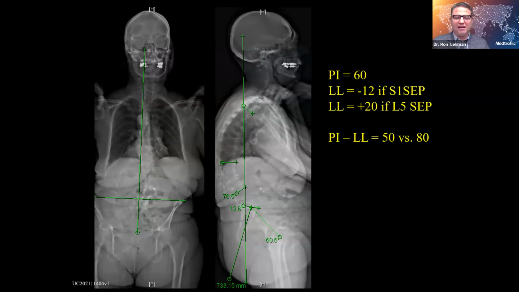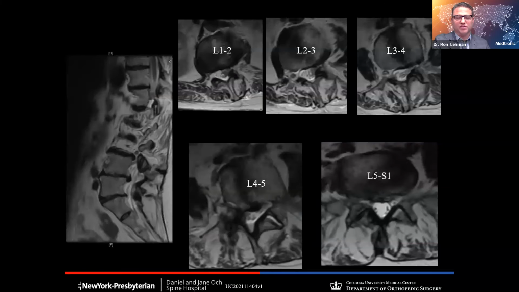But then we have issues like this where, do we measure her balance from S1 or from L5 in patients with Bertolotti's or sacralization or lumbarization of the bottom segment? So this patient either has a PI-LL mismatch of 50 or 80, depending on how we measure it. And I think this really speaks to the fact that the numbers don't always add up. So we have to look at this more in terms maybe of the Roussouly classification, say, well, this is a little bit higher up. This is a 5 or 6. It's a lot more S-shaped curve, and maybe we have to do something a little bit different comparatively.